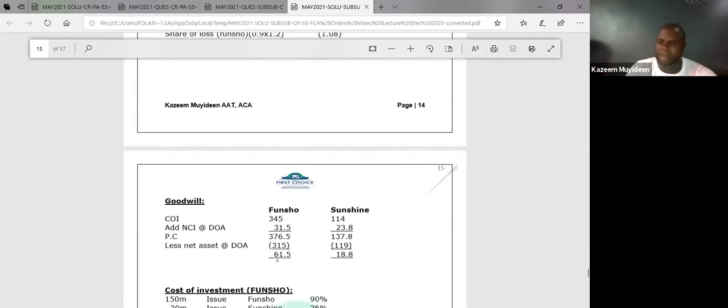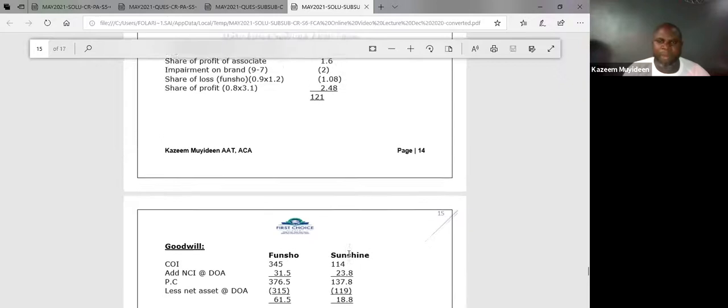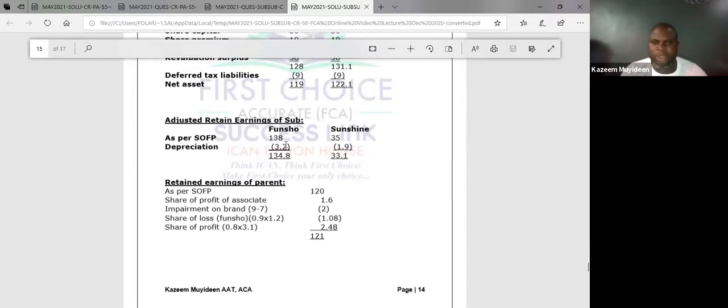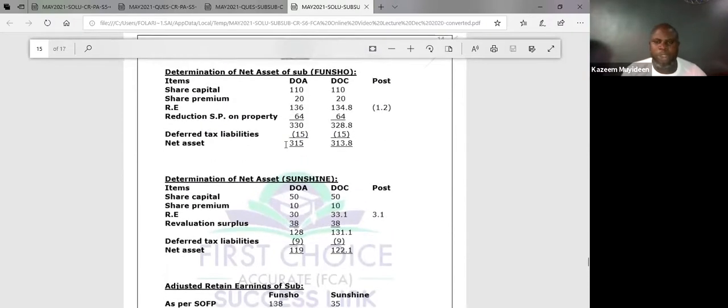They said there was no impairment. They didn't talk about impairment. Definitely there's no impairment. 61.5 plus 18.8 will now give me the goodwill to be reported. Then I adjust retained earnings. Oh, 134.8 after removing the 3.2. I will take it to the statement of DOC. 134.8 minus 136. It gave me a loss, because DOC minus DOA, a loss of 1.2.